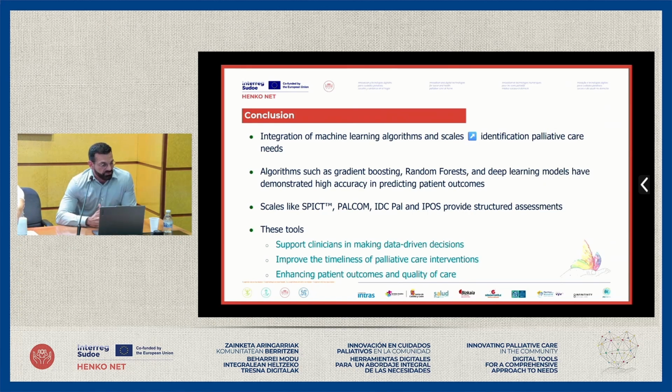The algorithms you saw, such as gradient boosting, random forest, or deep learning models, have demonstrated high accuracy in predicting patient outcomes, but the scales stay very useful in clinical routine and are more available for routine use. These tools support clinicians in making data-driven decisions and improving timeliness. This is the most challenging thing in the healthcare pathway of palliative care intervention, in order to enhance patient outcomes and the quality of care.